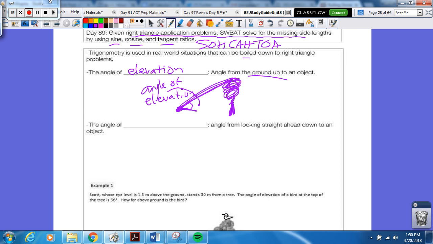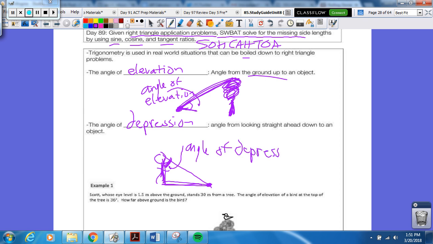Also you need to know the angle of depression. It's an angle for looking straight ahead down to an object. So if you're sitting here and you want to look at something on the ground right there, you see the right triangle here, and this angle here as you're looking down, that's the angle of depression. Those are the two things you need to know.